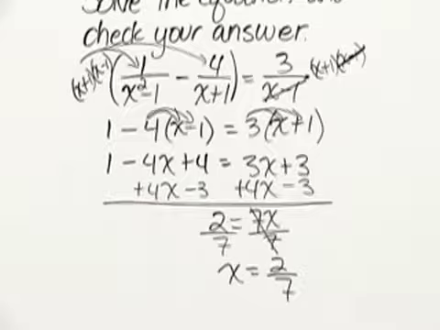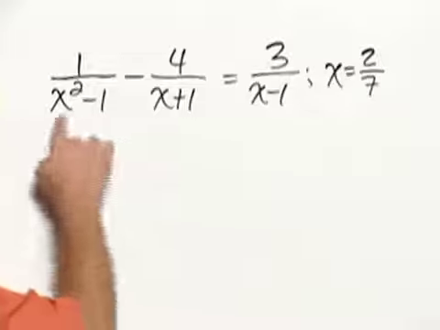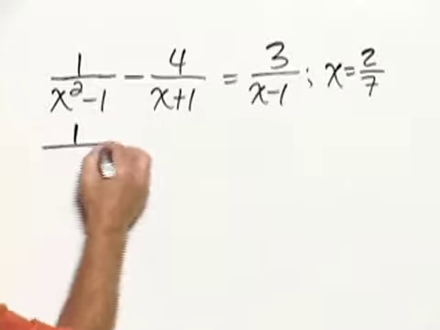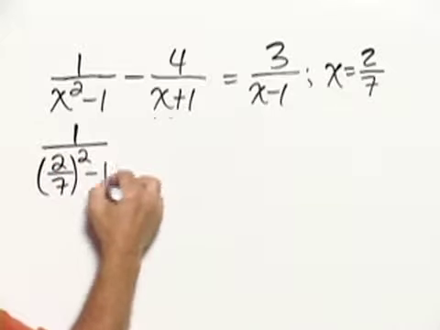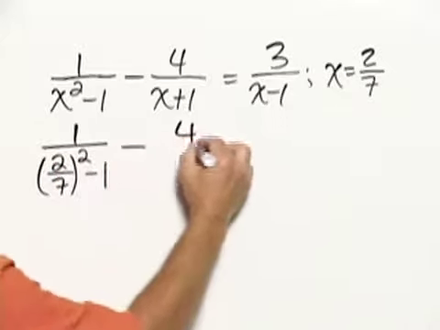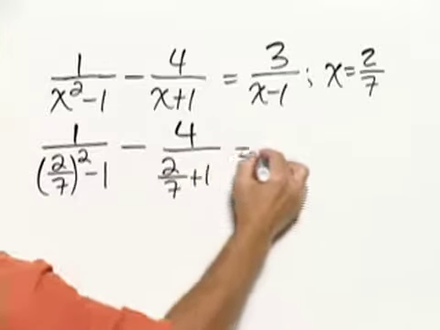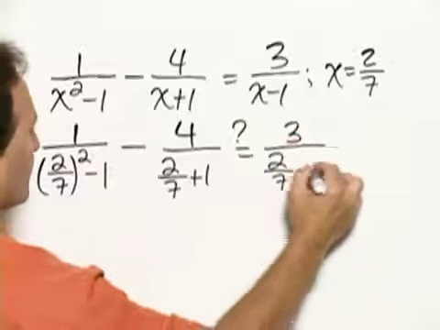Next, we need to do the check. We're going to substitute 2/7 in place of each of those x's. That gives us 1 over (2/7) quantity squared minus 1, minus 4 over 2/7 plus 1. And we want to know, does that equal 3 over 2/7 minus 1?